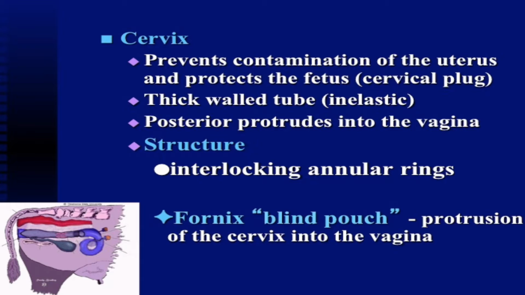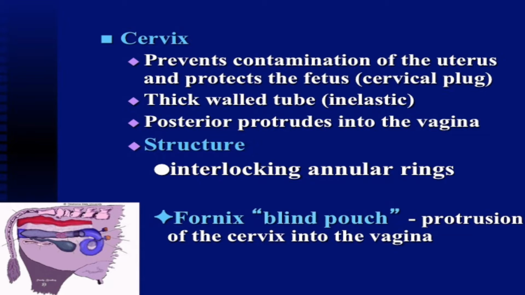The posterior protrudes into the vagina, and it has interlocking annular rings that help provide a physical barrier as well. We'll show you a picture here in just a minute of the fornix, or the blind pouch, which is the protrusion of the cervix into the vagina.